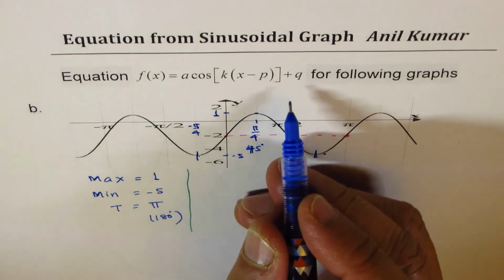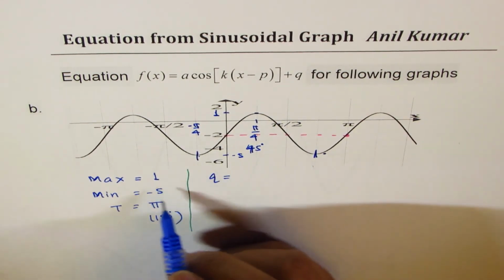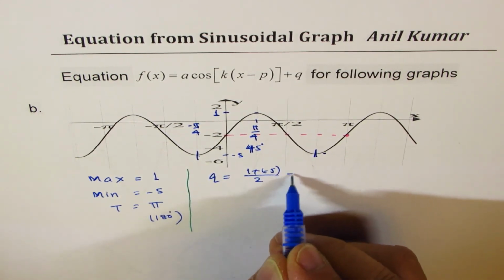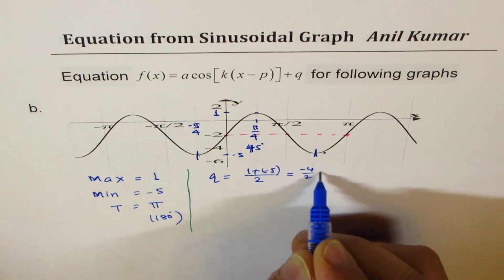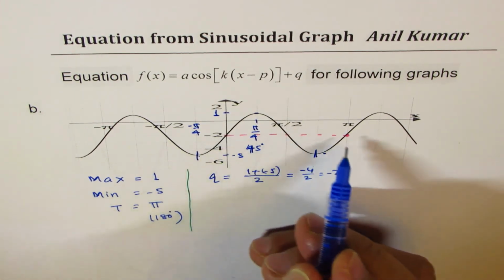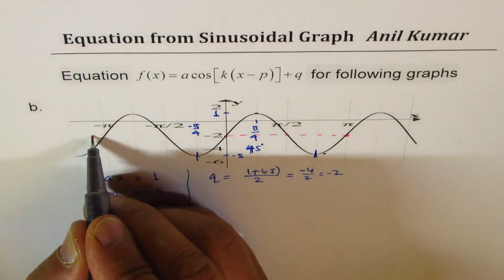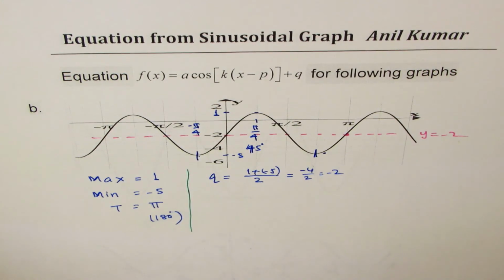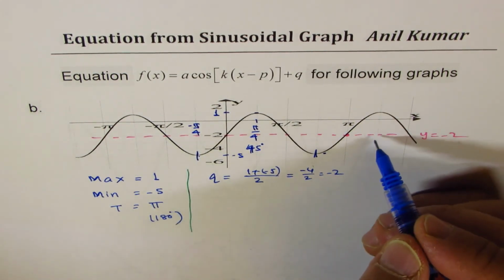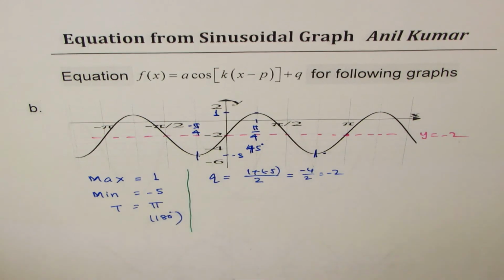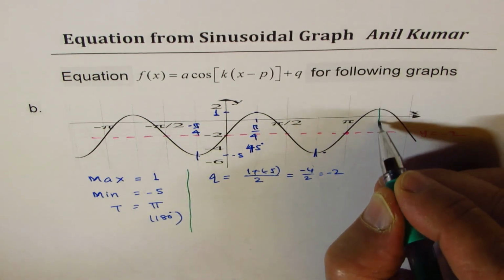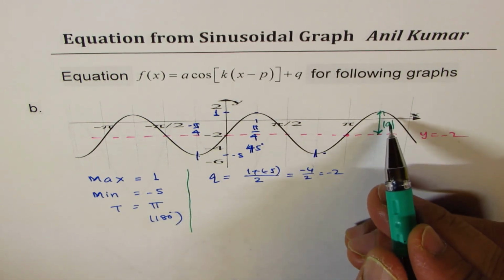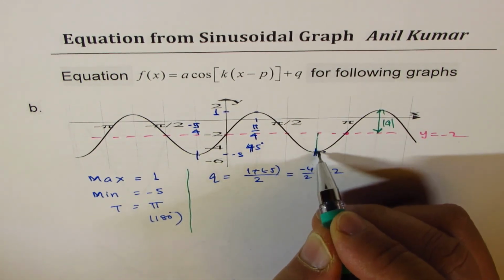So we have q, the axis, as the sum of these two, 1 plus minus 5, divided by 2. That gives us minus 4 over 2, or minus 2. So this is the axis, right, at minus 2. Now the maximum value from the axis also gives you the amplitude. So you could actually read from the graph this much distance is actually equal to the absolute value of amplitude. So you could measure even the minimum, right?